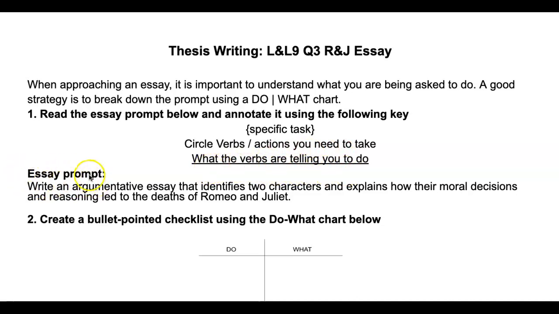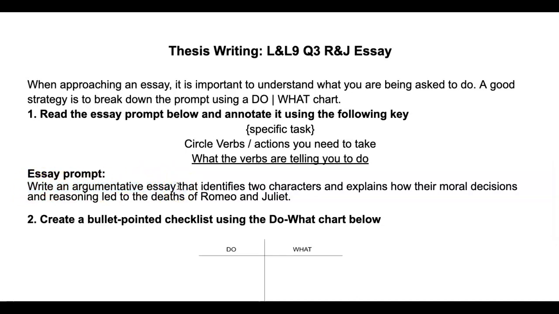So here's our essay prompt. Write an argumentative essay that identifies two characters and explains how their moral decisions and reasoning led to the deaths of Romeo and Juliet. So you've got your write an argumentative essay. That is our main, our specific task. So you're going to put these brackets around it, and if you can't figure out how to do brackets, you can copy that, or you can just put parentheses around write an argumentative essay.